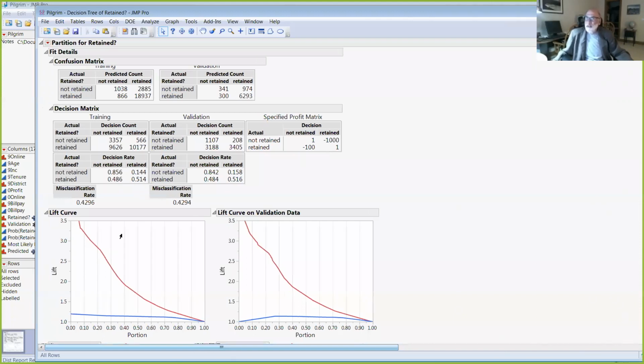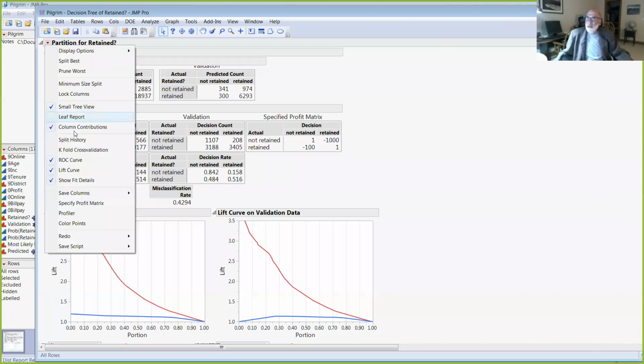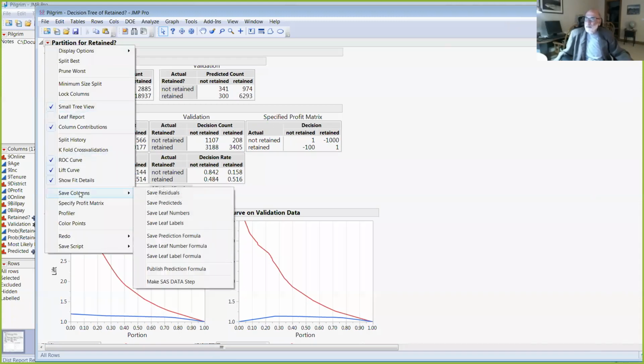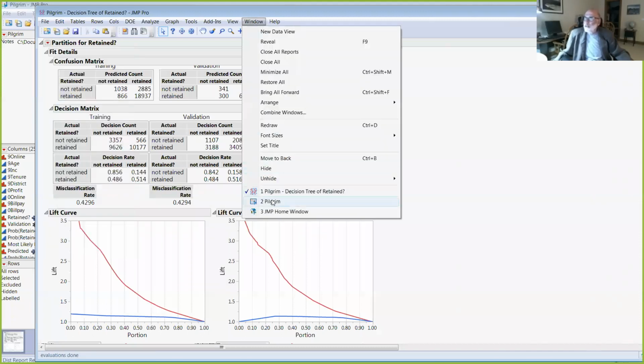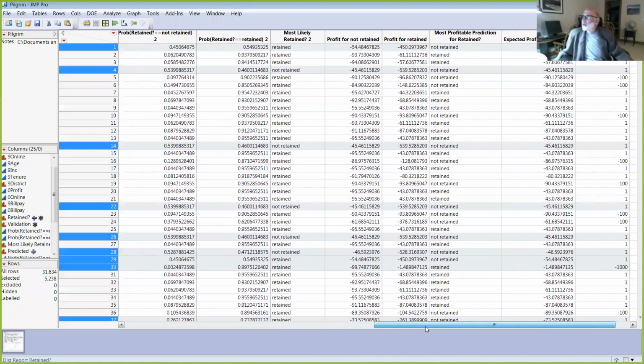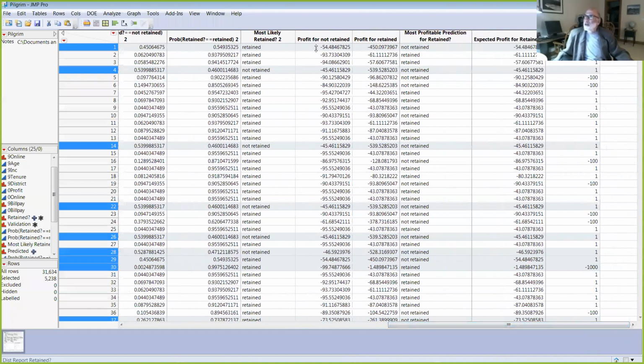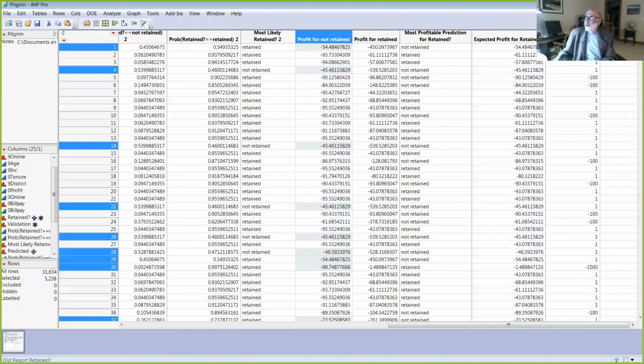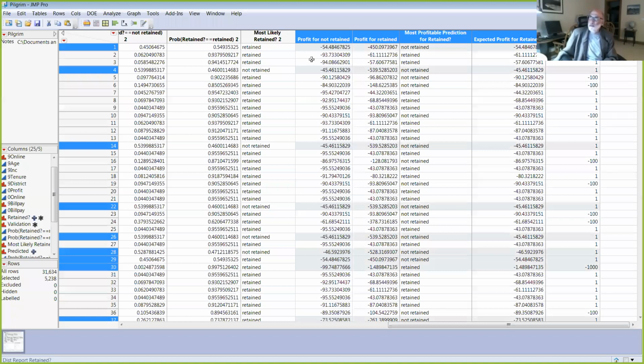I thought this is automatically saved. Make sure that I didn't have to check something here. Let's just do save prediction formula again. Let me see if I needed to do that to get it. Yeah, okay, so actually I don't know if I needed to do that or I just didn't scroll over far enough, but these are the columns that get added when you have a profit matrix.